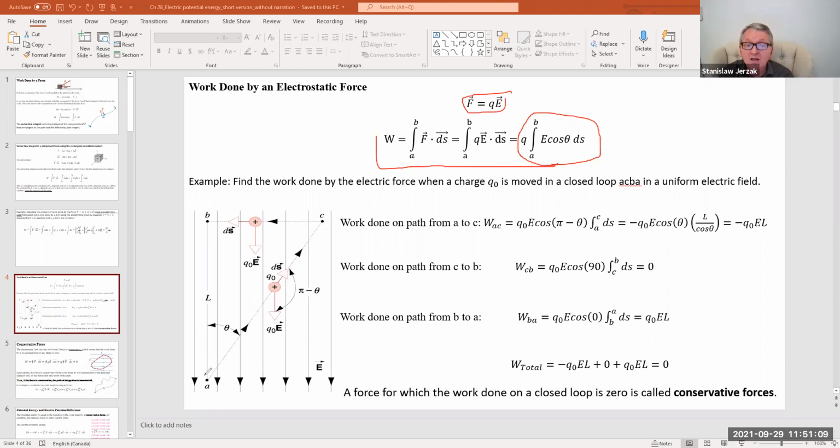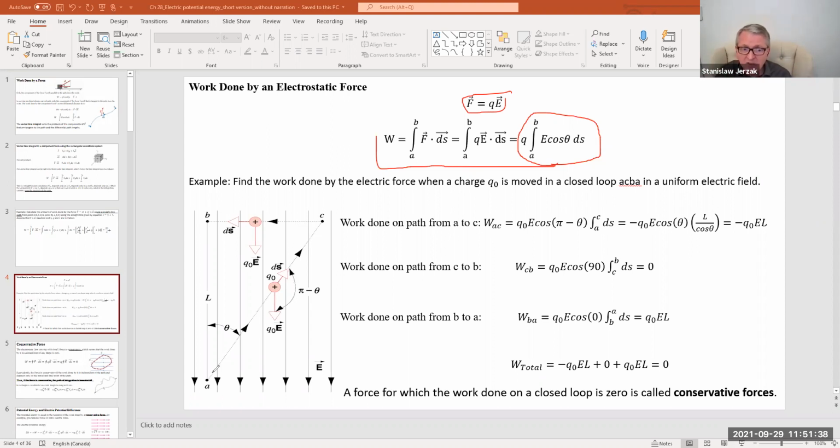And you will see that the amount of work which I would have to do will be of the same magnitude as the work done by the electric force, however with the negative sign. If I do positive work, the electric force will do negative work of the same magnitude. Or if I would do negative work, then the electric force would do positive work, but the magnitude would be the same, as you will see in a minute.